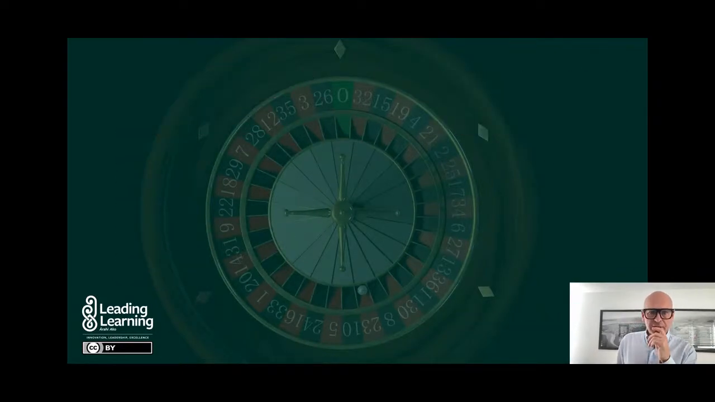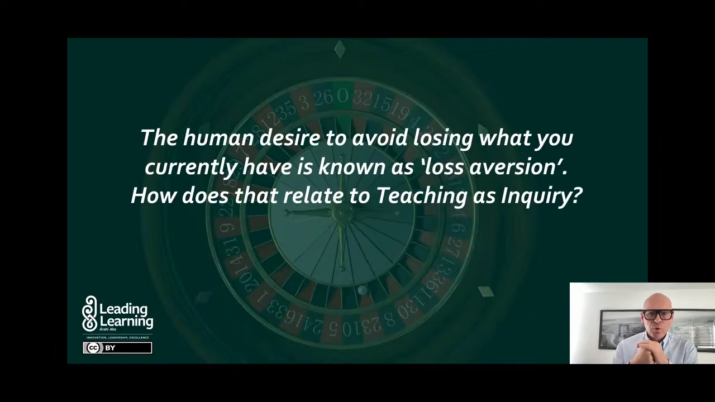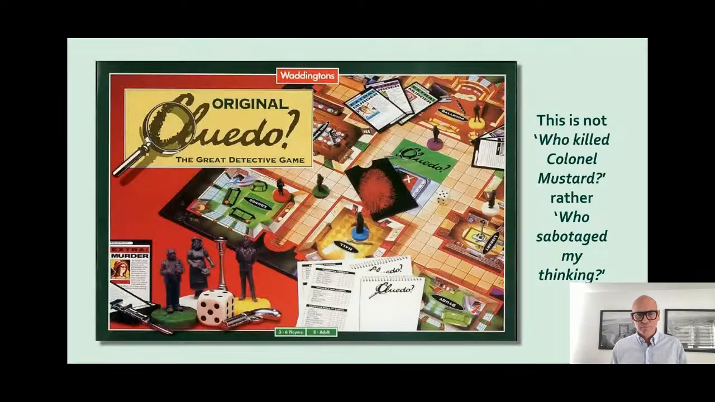Another experiment. What we don't like doing when we go into analysis is losing. And so how does that relate to teaching as inquiry? It relates to teaching as inquiry because we have an established level of achievement in our class. And if we're suggesting as part of an inquiry, we should make changes to that practice, the possibility exists that those changes won't be successful and we'll lose the current achievement levels in our class. And that's how loss aversion or a tendency to avoid loss can impact on teaching as inquiry.